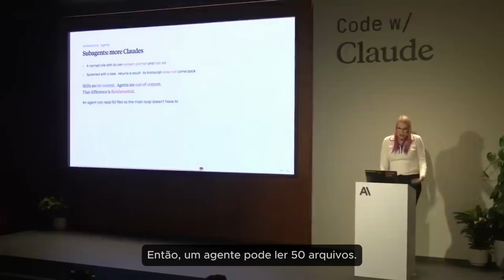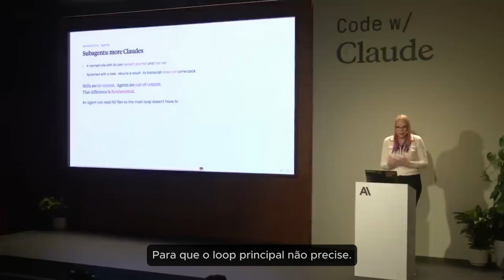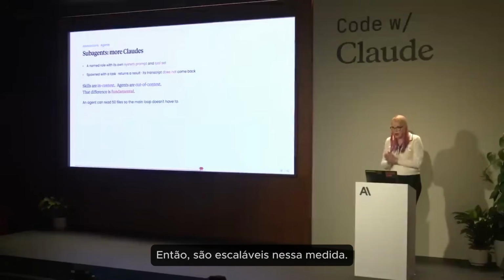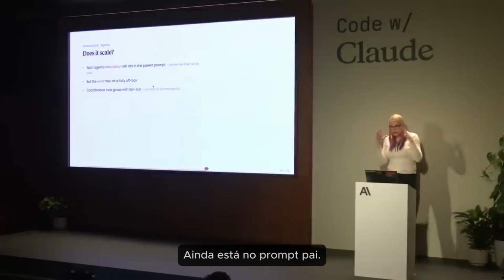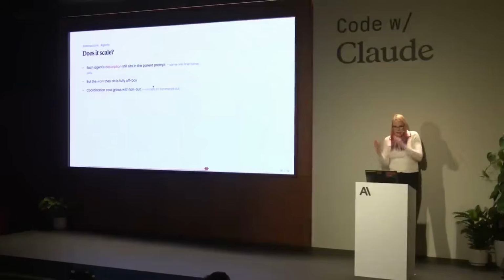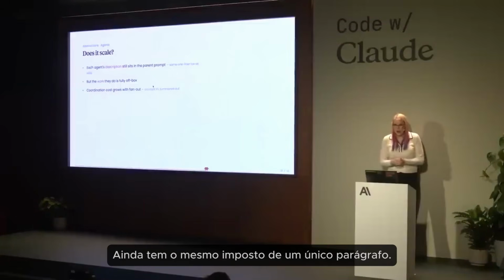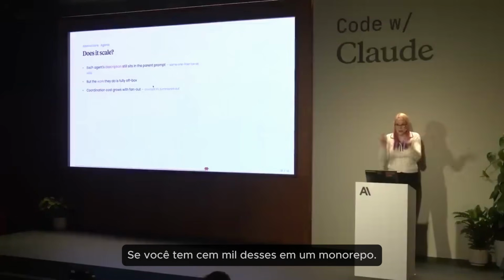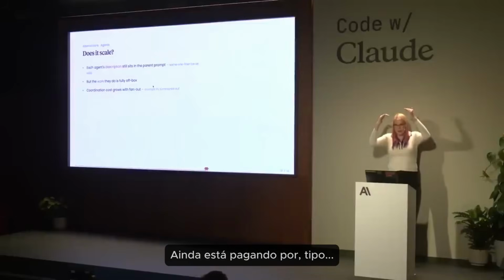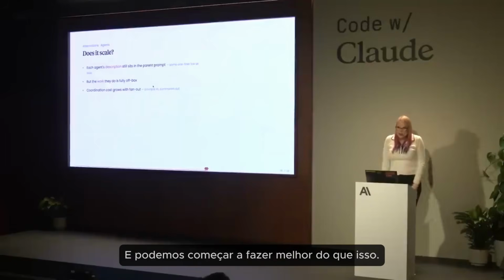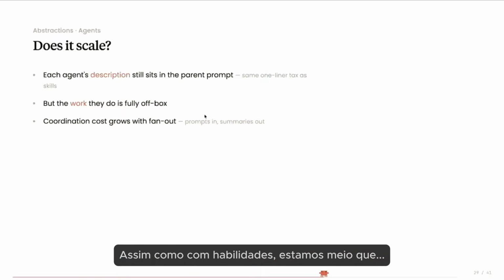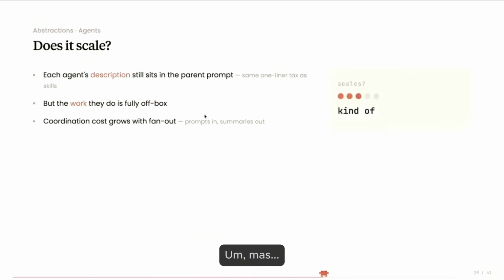So an agent can read 50 files so that the main loop doesn't have to. They're scalable in that way. But they still have the same problem that each agent's description still sits in the parent prompt. It still has the same one-liner text. So if you have 100,000 of these in a monorepo, you're still paying for 100,000 one-liner descriptions. We can sort of start to do better than that. Just like with skills, we're experimenting with a number of ways of doing this. But it's not perfect.